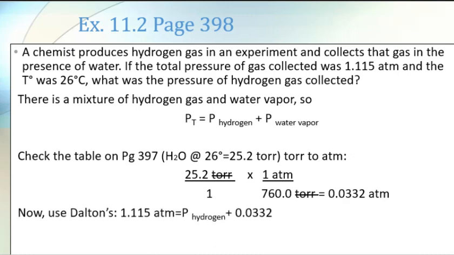Now use Dalton's. 1.115 atmosphere, which is my total, is the pressure of hydrogen plus this number we just calculated, and we turn those around and we end up with 1.082 atmospheres. Okay, so a little bit of gymnastics there, but not bad, not bad. Hopefully I don't give it to you in torr.